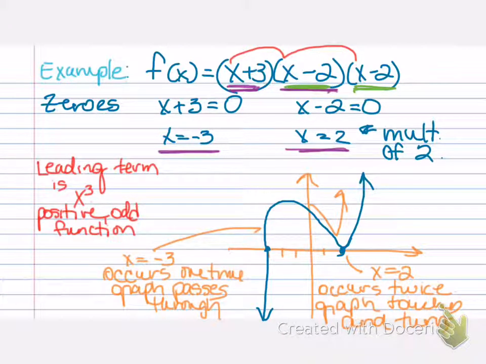So to graph this, we look at our leading term. We find our leading term by just multiplying the first term of each factor. So we know that our leading term is going to be an x cubed, and it's going to be positive. So it is a positive odd function. We know that our roots are going to occur at negative 3 and at 2. So what I did is I graphed negative 3, I graphed 2, I did my end behavior, just like before, and then I looked at the multiplicity. I know that since it's an odd multiplicity at negative 3, my graph goes straight through, and then here at 2, I just touch and turn.